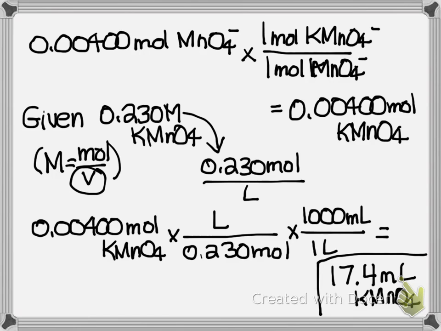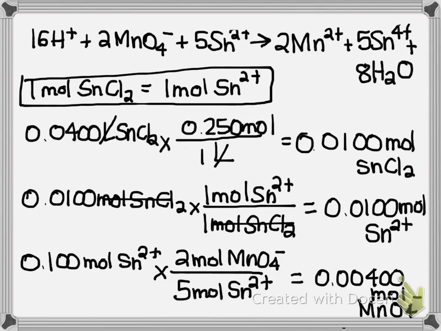So let's review again, because this takes a lot of thought process. So we were given the volume of the tin chloride and the concentration of the tin chloride. So we could find the moles of the tin(II) chloride. So 1-to-1 relationship, so the moles of the tin(II) chloride also equaled the moles of tin.